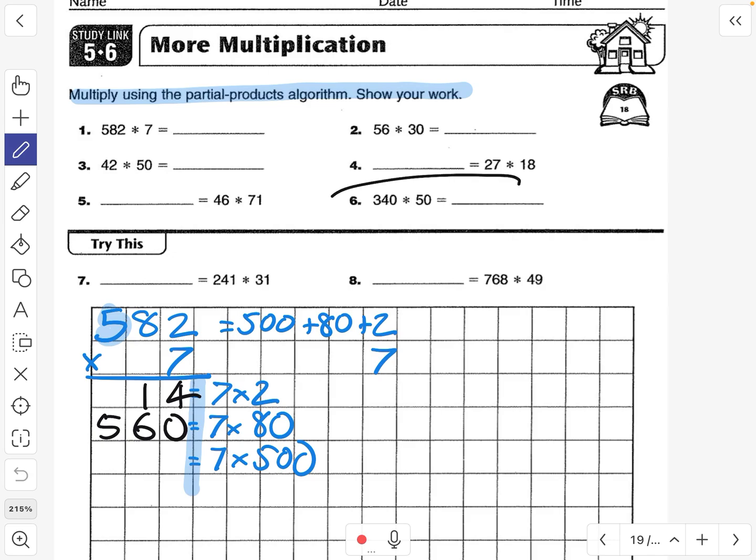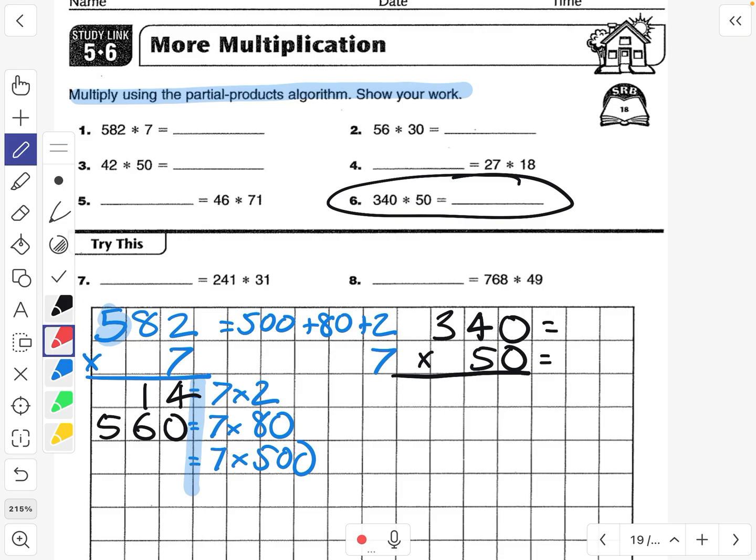I will do one more. I'll do number 6 with you, because I want you to see how this works. So we'll write this over here. 340 times 50. I know, it's your homework though. I'm going to make you do the work on your own. So for this one, it's a little different because there are some zeros. So for this one, we'd say that's equal to 300 plus 40. We don't need to do anything in the ones place. And then down here, we don't say 50 plus 0, we just say 50.